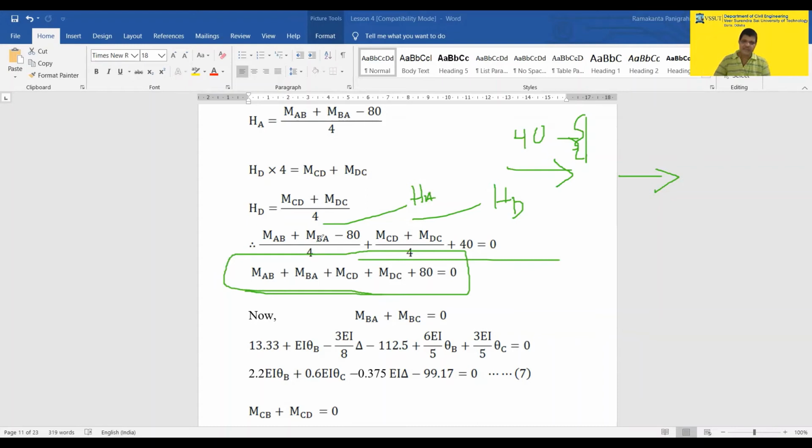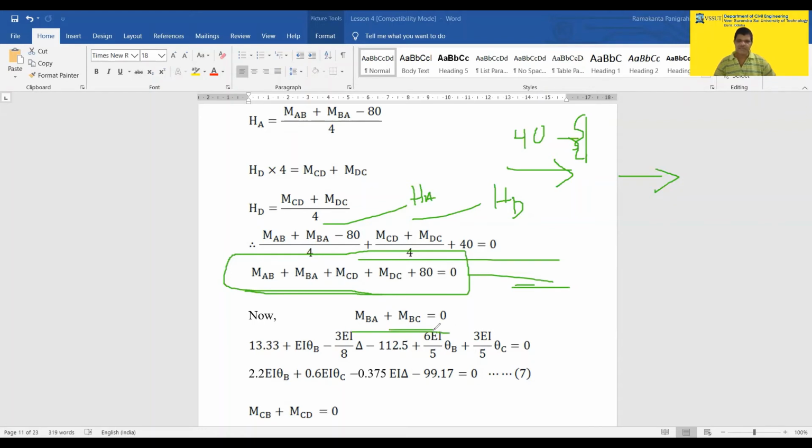MAB plus MBA minus 80 and this 40. So this will be 20, and calculate these values. So this will come out to around plus 80. So now this is equation number, say, 7, 8, 9.